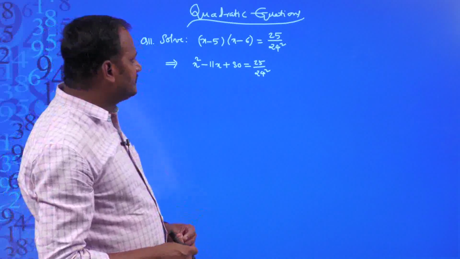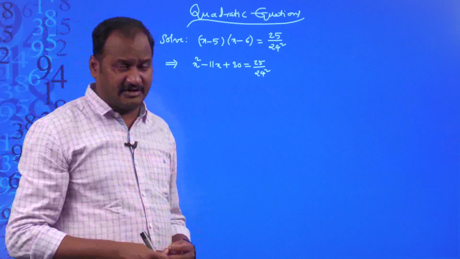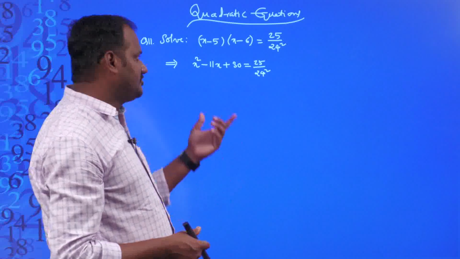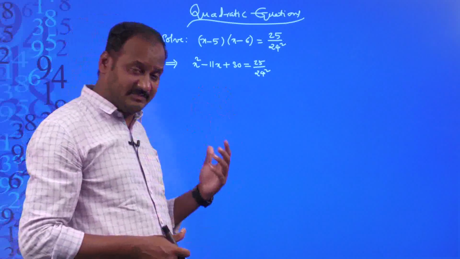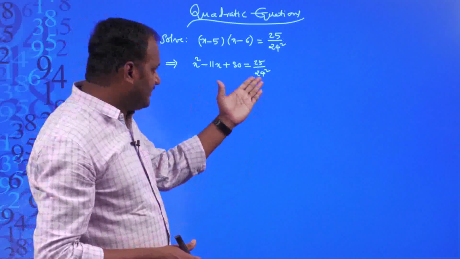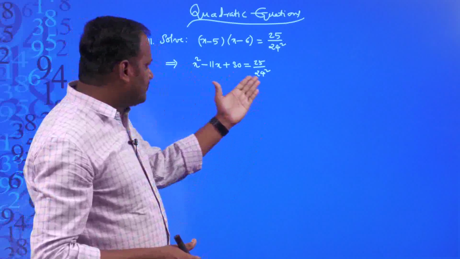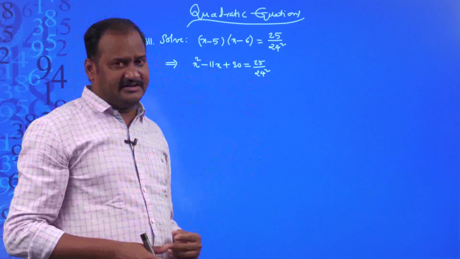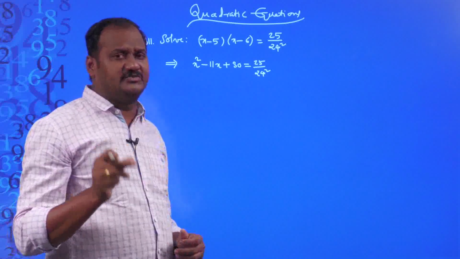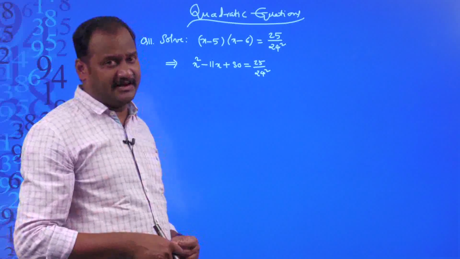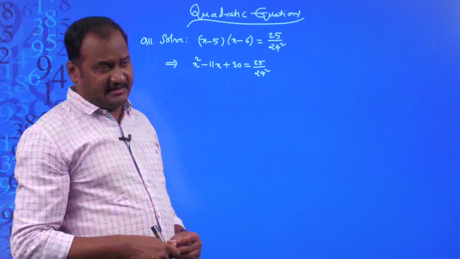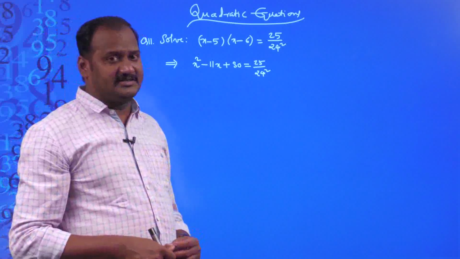Now what to do? Do we really use the quadratic formula? If you use the quadratic formula, b square minus 4ac. Of course, if you don't want fractions and if you simply take the LCM, then the 24 square comes here, 24 square into 11 comes here, 24 square into 30 and then minus 25, you will be getting a very huge quadratic equation, right? Then definitely you will have to think logically about the completing square method.